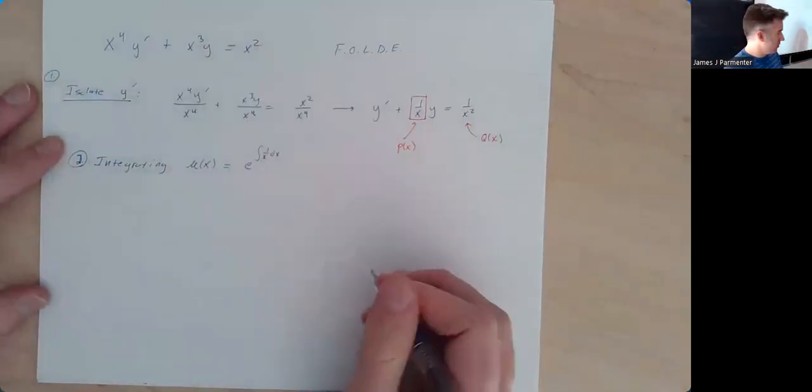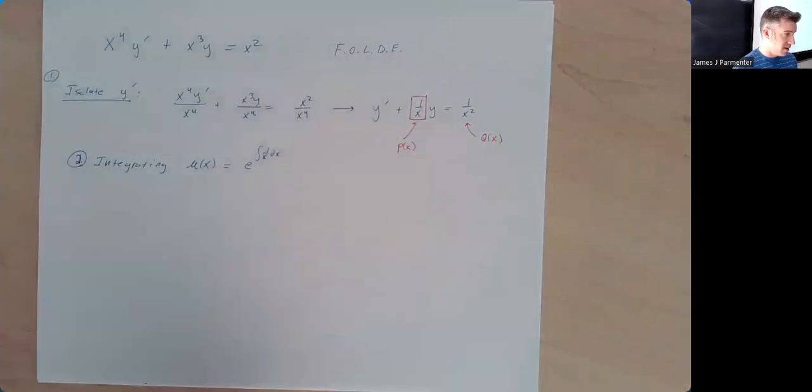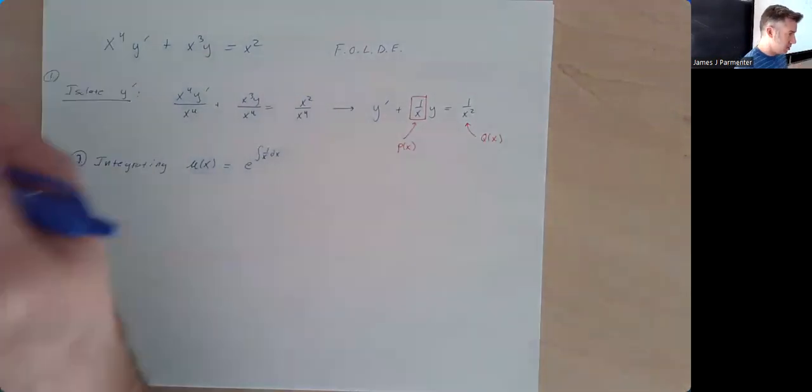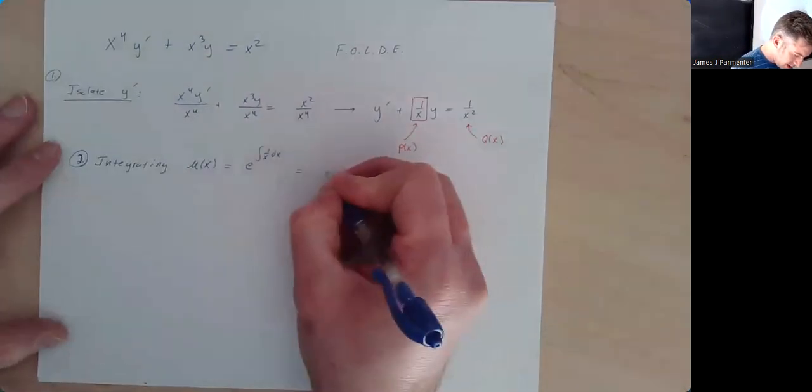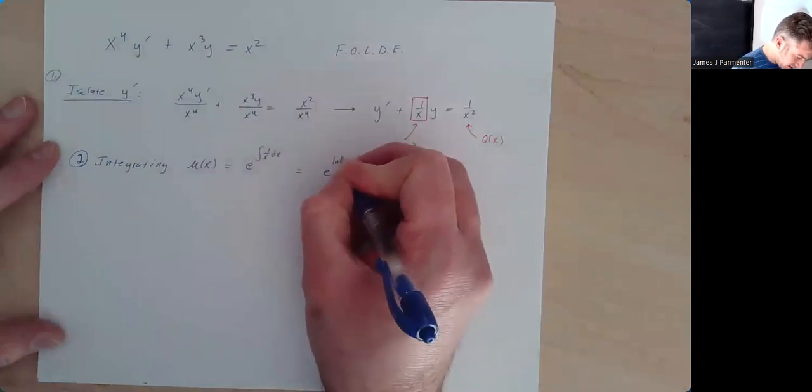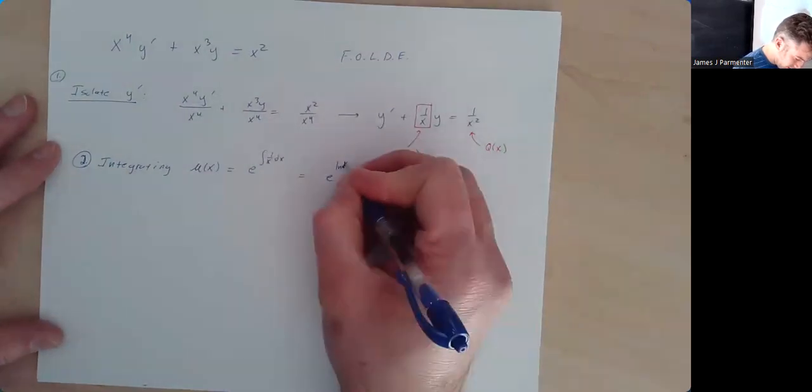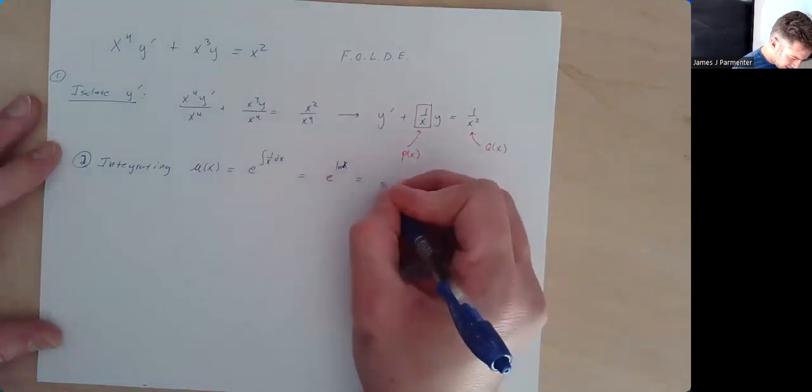And even if we don't stipulate that x is positive here, we don't bother with any absolute values. We need to get a natural log. So it's going to be e to the natural log of x, even though I tried to write the absolute value there because I can't help it. And then that's going to be just x.